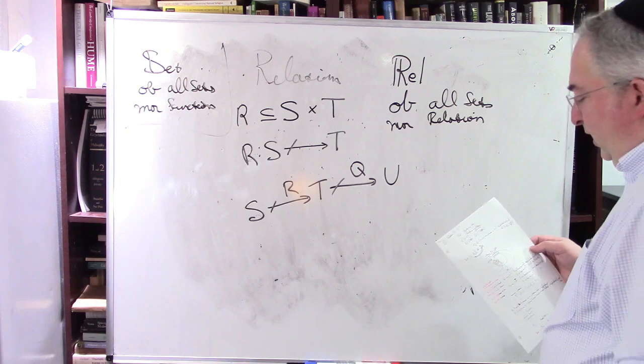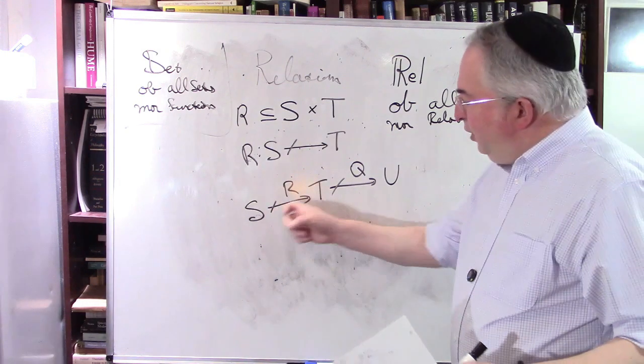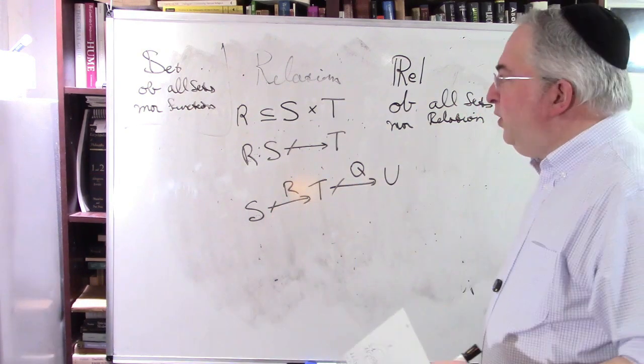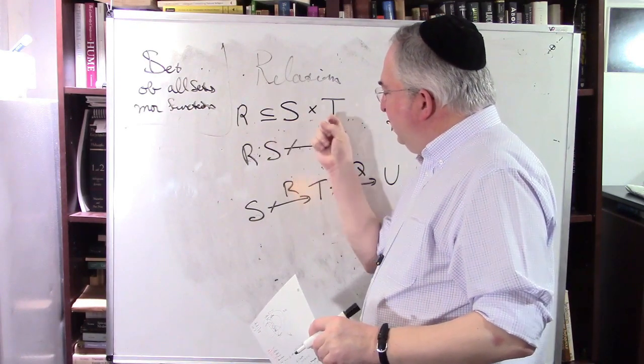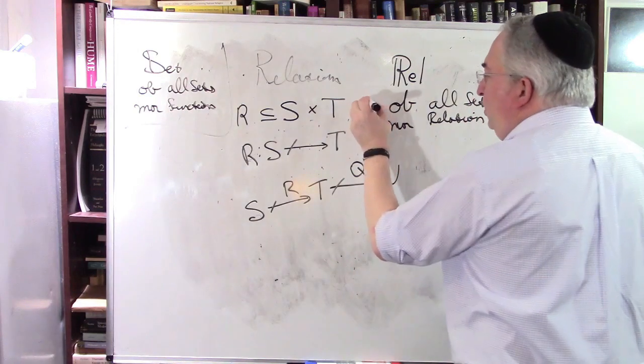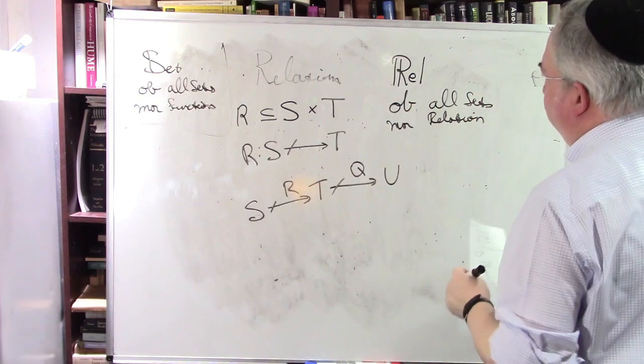And now the main thing is we're going to compose these relations. Again, a relation is showing a relationship between elements in S and elements in T. Q, I'm going to erase this, we don't need this right now.